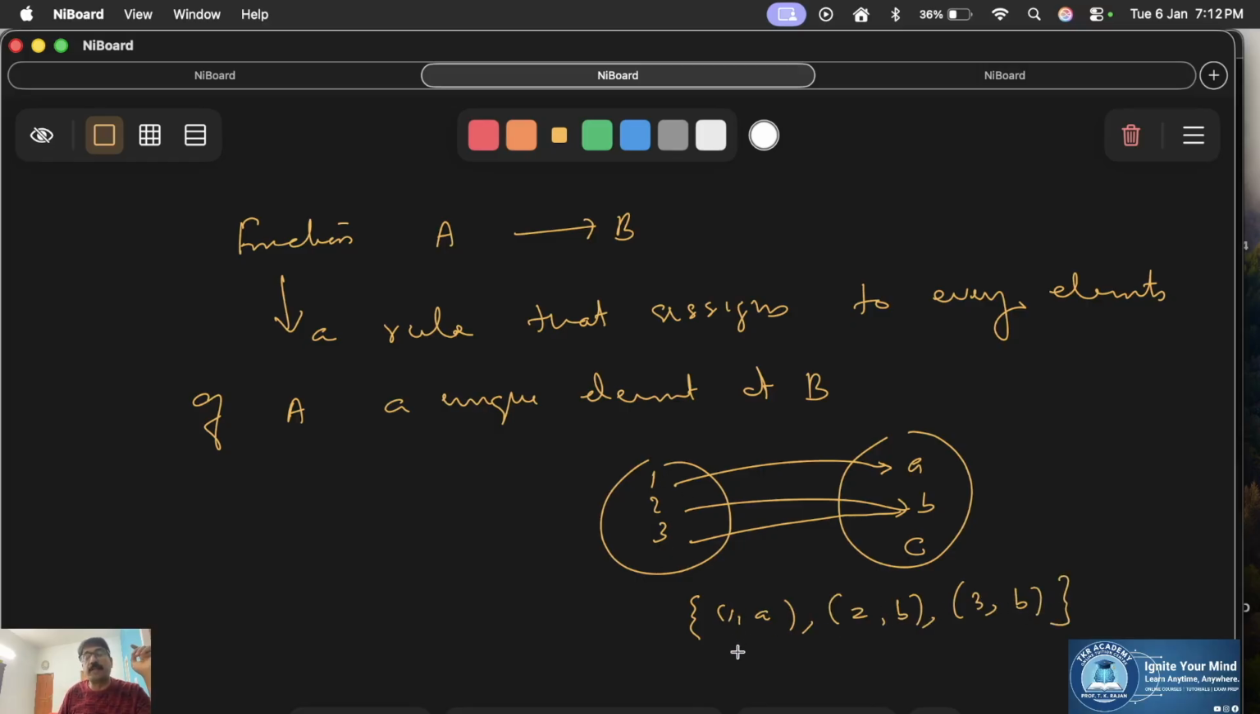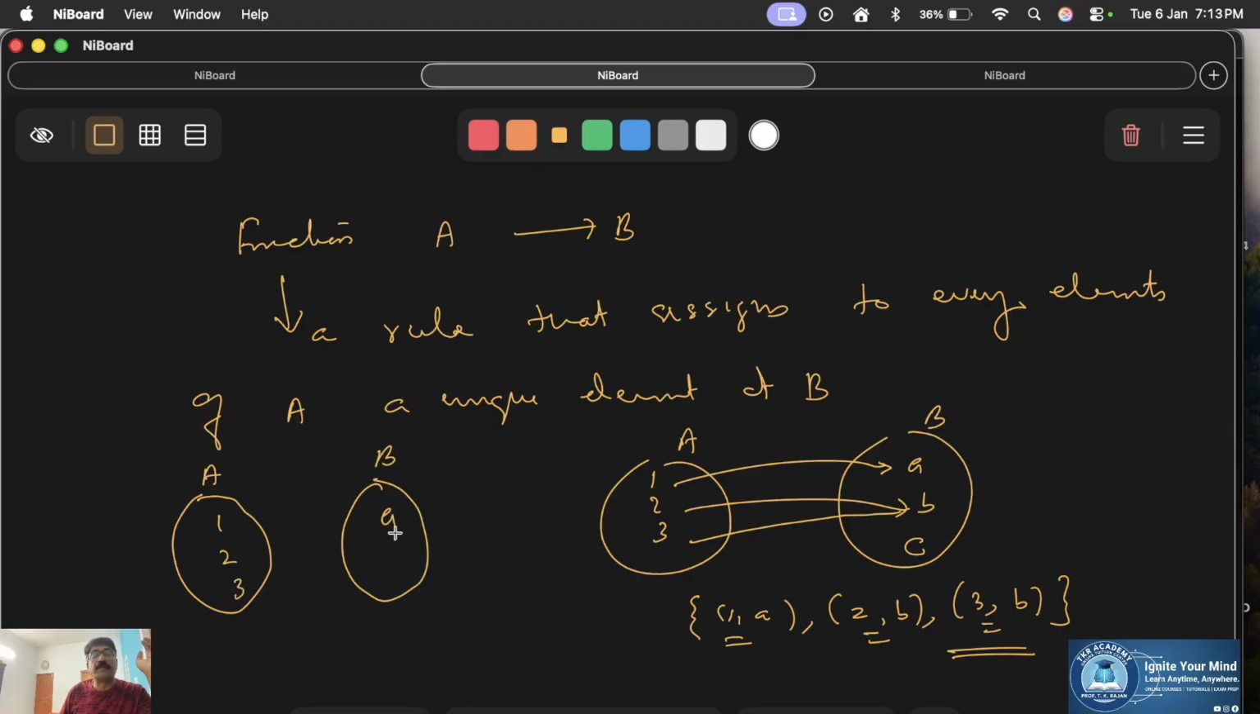That means every element has come in the first position of some pair, and no element of A has repeatedly come here. Therefore, this is clearly a function. Whereas I am drawing another picture, with the same sets A and B. A consists of 1, 2, 3, and B consists of A, B, C. I am taking 1 to A, again I am taking 1 to B, 2 to C, and 3, let it be 3 to B, no problem.